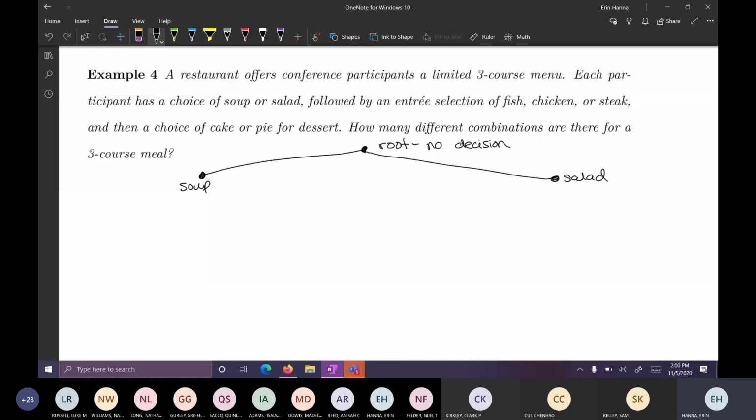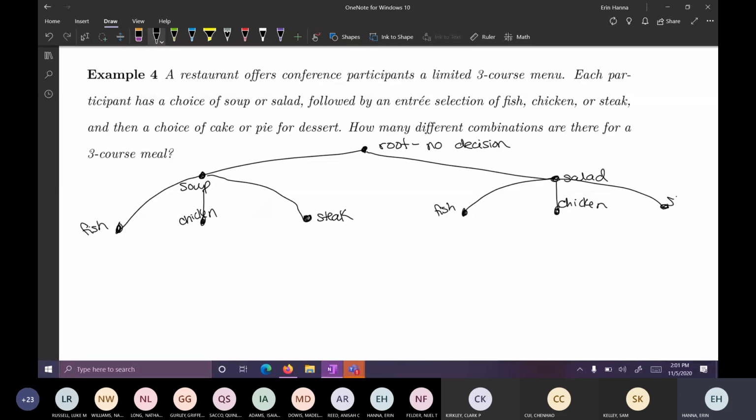And then once I choose that, they make me choose again between a fish, chicken, or a steak. So once I choose soup, I could choose fish, chicken, or steak. This is why I'm only doing this once. Hold on, let me move that over a little bit. I'm going to run out of space. I essentially have the same choices for salad. I can choose a fish, I can choose a chicken, or I can choose steak.